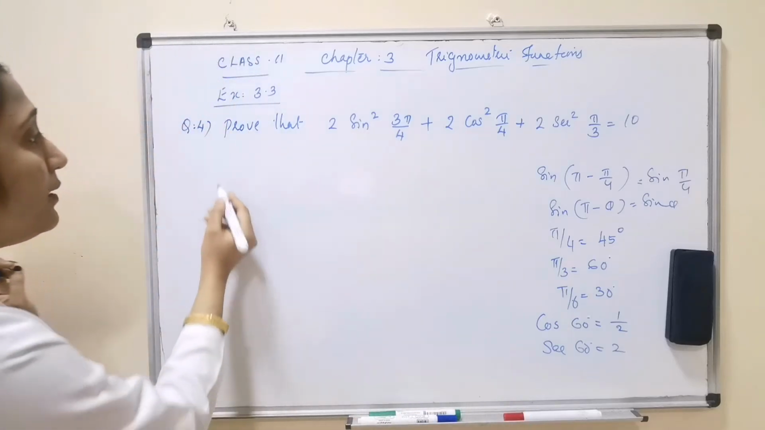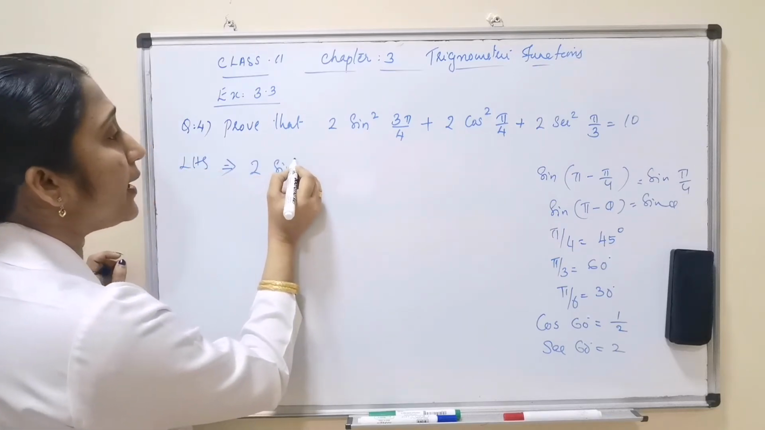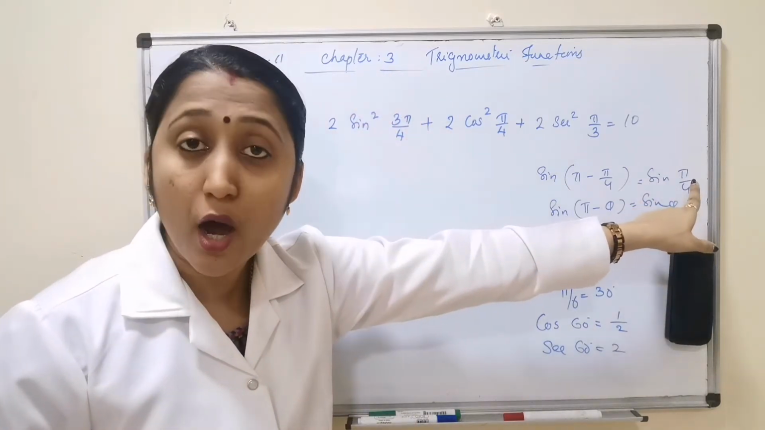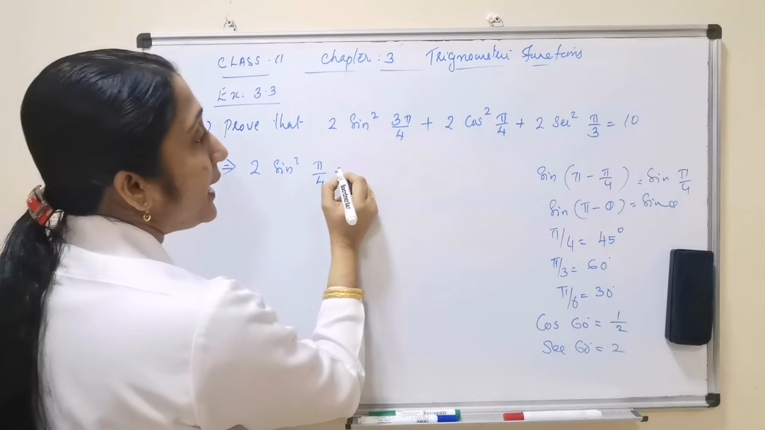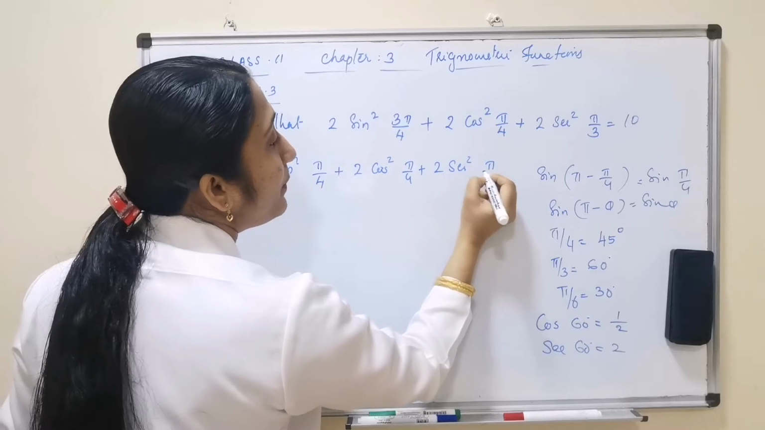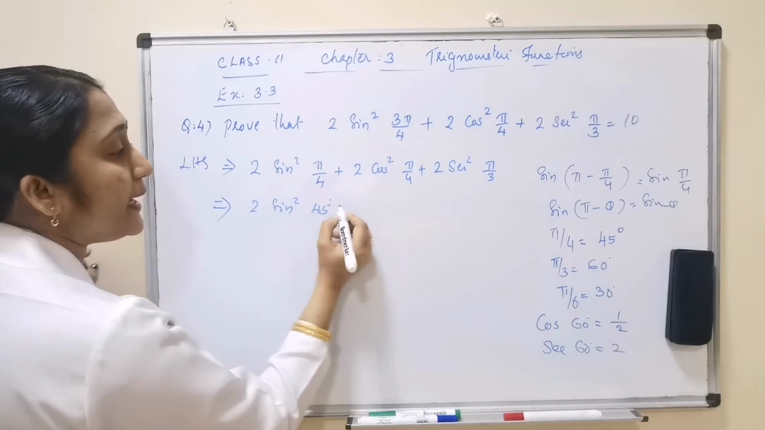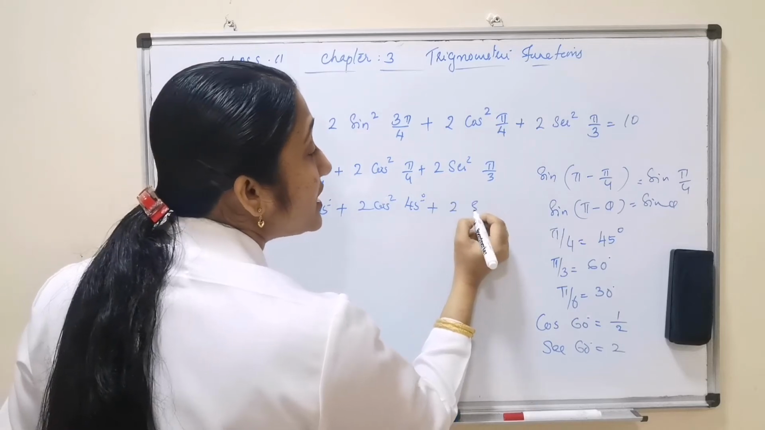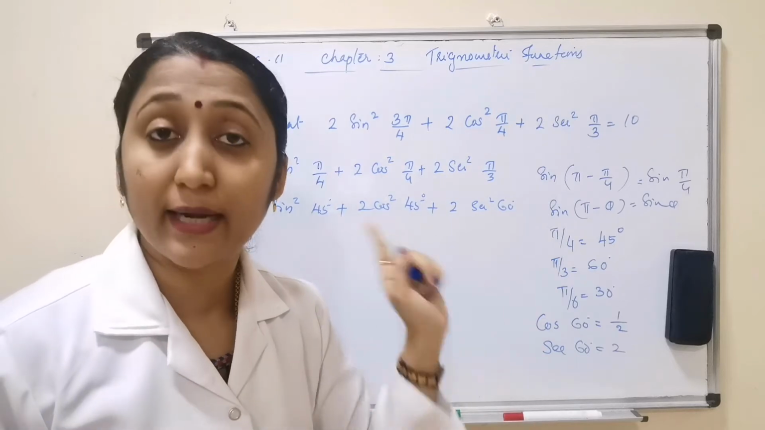So here we take the LHS: 2 sine square, where 3π/4 changes into π/4. How? By π minus θ. So 2 sine square π/4 plus 2 cos square π/4 plus 2 sec square π/3, which is nothing but 2 sine square 45 degrees plus 2 cos square 45 degrees plus 2 sec square 60 degrees. Let us substitute the trigonometric values.